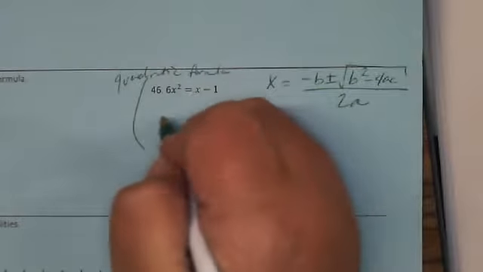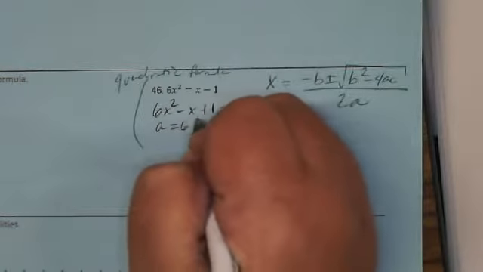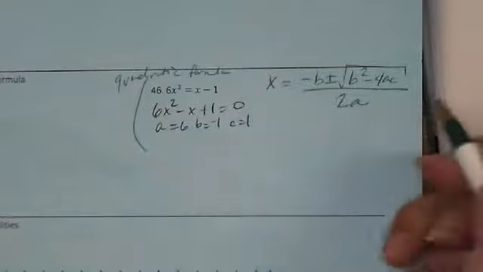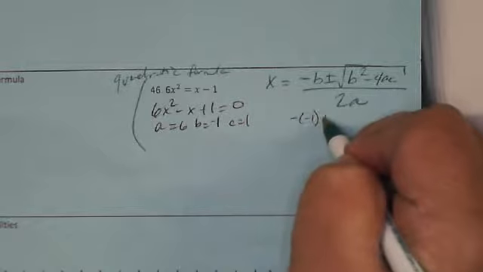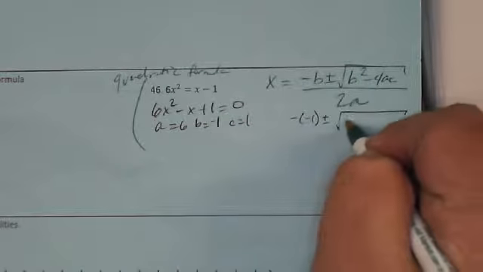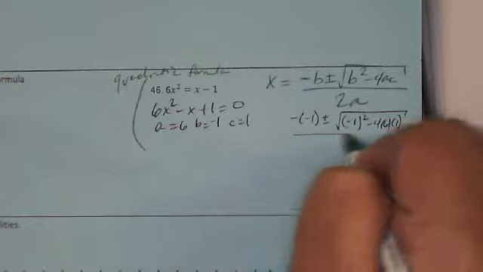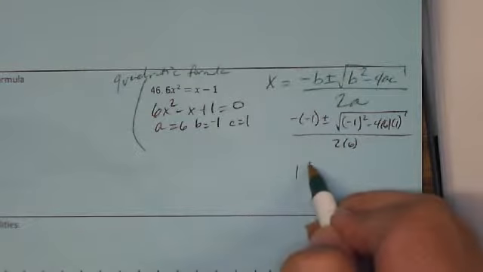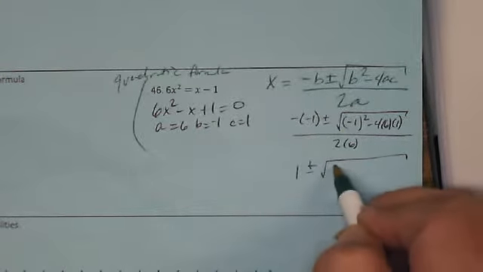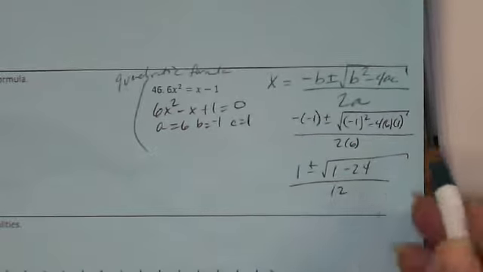Alright, quadratic formula. First of all, it has to be in standard form. So 6x squared minus x plus 1 equal to 0. A is 6, B is negative 1, C is 1. We're going to plug it in right here. So you have a negative of a negative, plus or minus. You have a negative 1 squared minus 4 times 6 times 1, all over 2 times 6. So the double negative becomes 1. The negative 1 squared is 1. 4 times 6 is 24, all over 12.